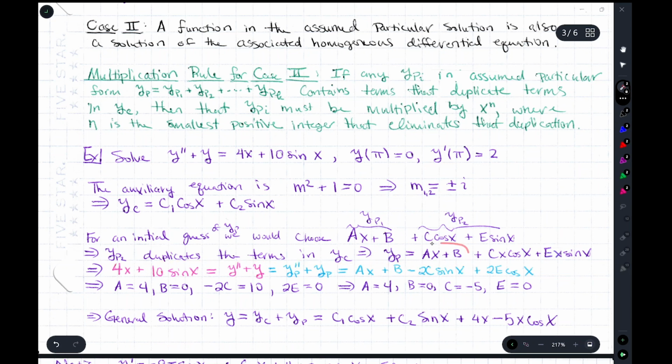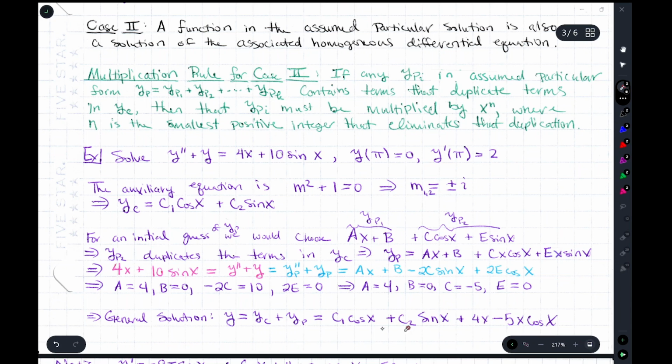So y particular then is ax plus b plus, what did we do? Just multiply by an x, okay? Each of the cosine x and sine x. So we multiplied by x. That gets rid of the duplication. This here does not show up here, okay, with this extra x in there. And then we just do what we've done before. Here the right-hand side is from the differential equation. Here is taking y particular, that we guessed here, and plugging it into the differential equation to get that right-hand side. We end up with these equations here, which give us these solutions for A, B, C, and E.